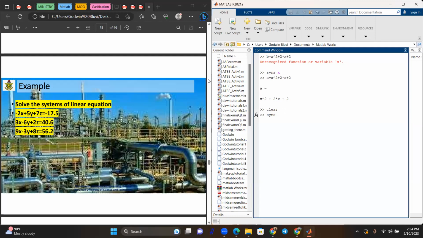Yeah. So now these are the systems of linear equations. 2x plus 5y plus 7z is equal to negative 17.5. 3x minus 6y plus 2z is equal to 40.6. And then 9x minus 3y plus 8z is equal to 56.2. So in this case, we have what? syms x, syms y, and syms z, right? Perfect. So now equation 1.